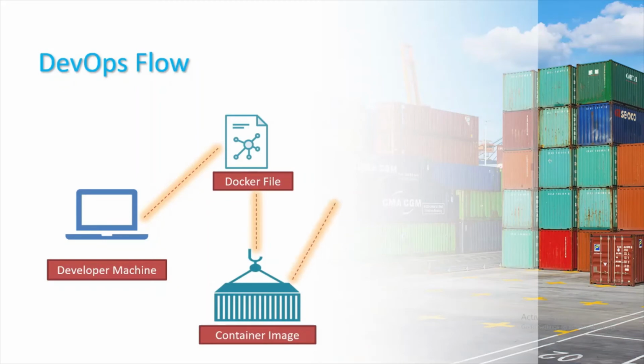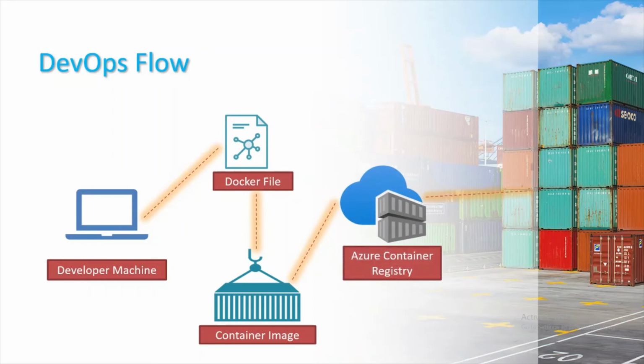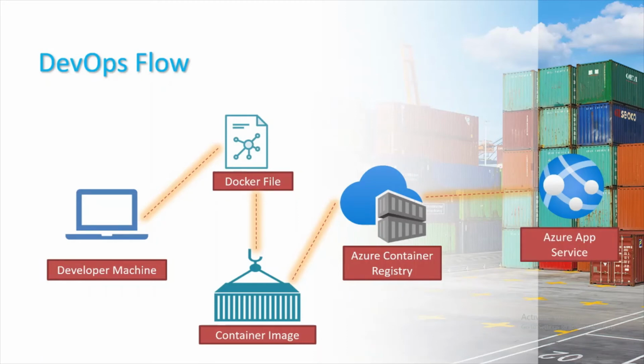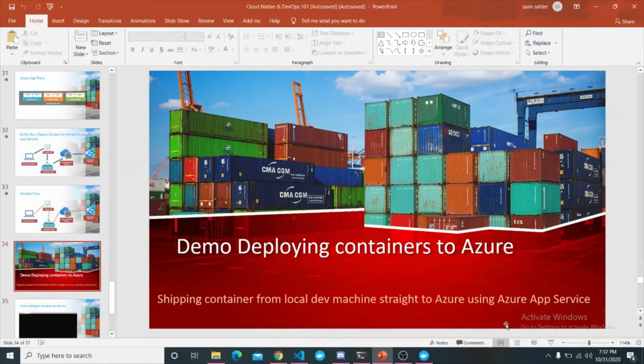And now it's deploying the Docker container image to Azure Container Registry. Eventually, when new updates happen inside Azure Container Registry, Azure App Service picks them up and deploys a new version of our application as the new changes come in. So let's do that in Azure.